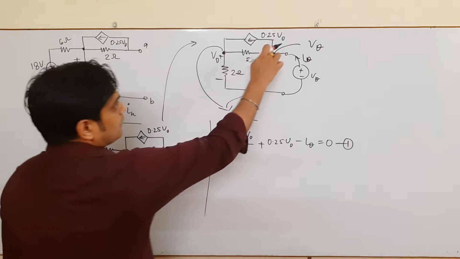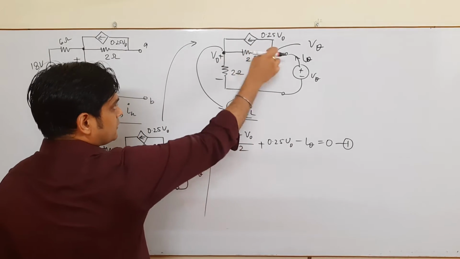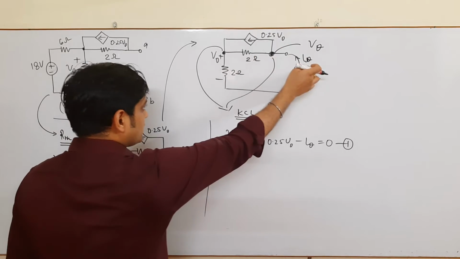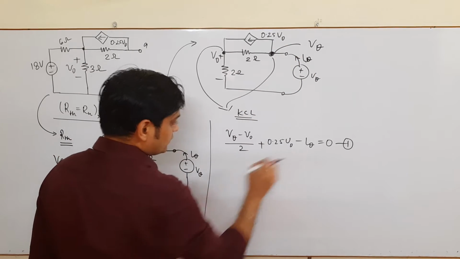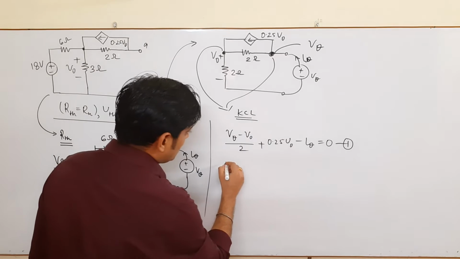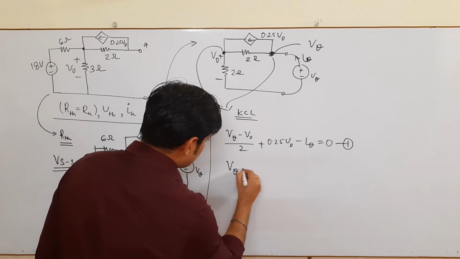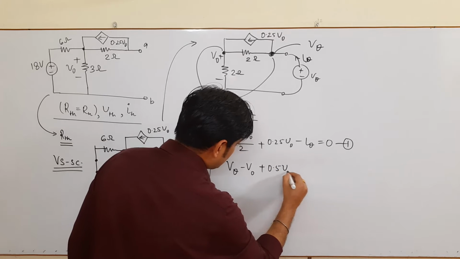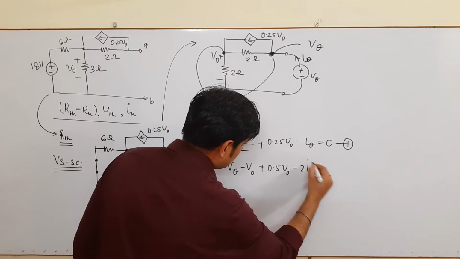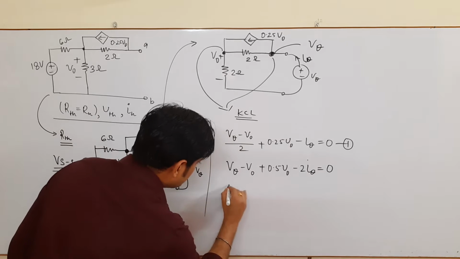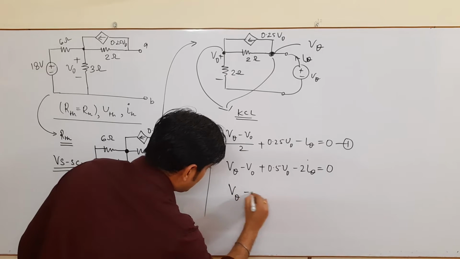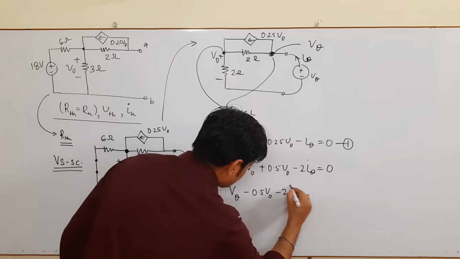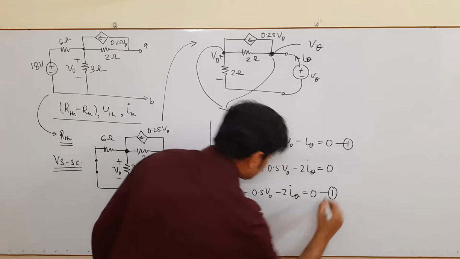Please see, (V theta minus V naught) upon 2 is the current flowing here, 0.25 V naught is the current flowing here, and I theta is coming towards this node, so that gives this equation. Or you can solve it as V theta minus V naught plus 0.5 V naught minus twice I theta is equal to 0, or you can say V theta minus 0.5 V naught minus 2 I theta is equal to 0, which is your equation first.